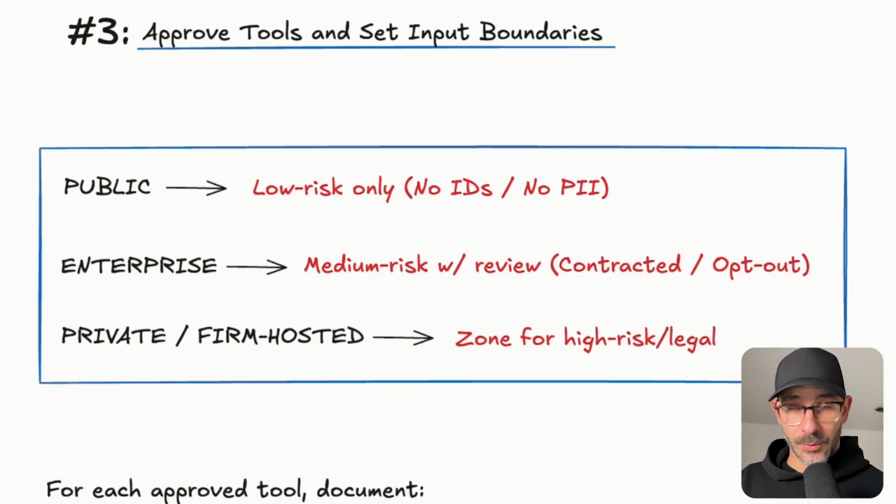For enterprise or insulated models, require training opt-out, retention limits, clear data residency, DPA and SCCs, and allow yellow light tasks with review. And then we have private or firm-hosted AI, and that's the highest control. That's the only environment ever to be considered for red zone tasks, if your policy allows it at all.